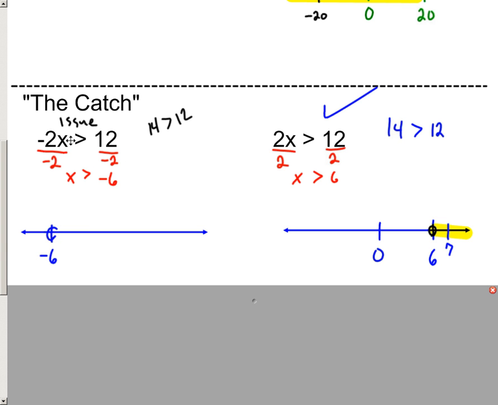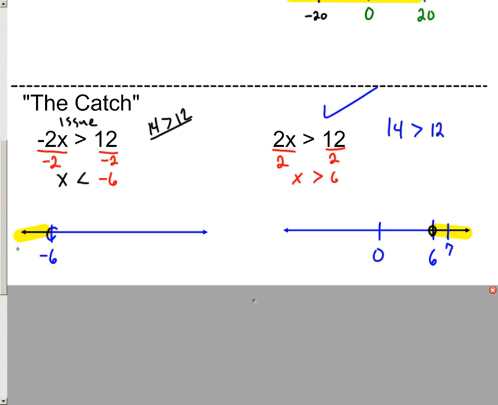Well, that tells us what we can do. Whenever you divide or multiply by a negative number, we need you to turn this inequality sign completely around. So x is less than negative 6. And then that lets us shade everything in there, and that gets the negative 7, which made it true.